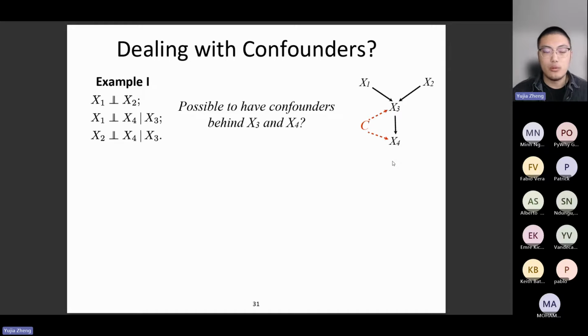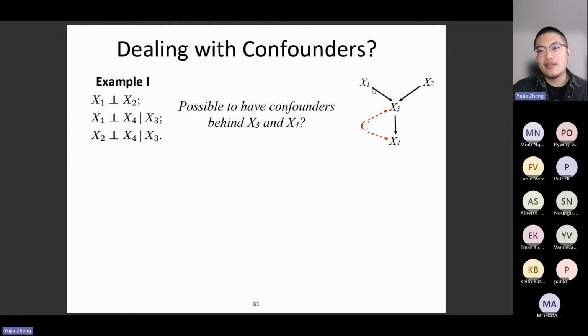How about confounders, right? For example, if we have all these conditional independence relations in the distribution, is it possible to have confounders behind X3 and X4? Obviously, it's not, right? Because if we have a confounder here, there won't be the conditional independence that X1 is conditionally independent of X4 given X3.